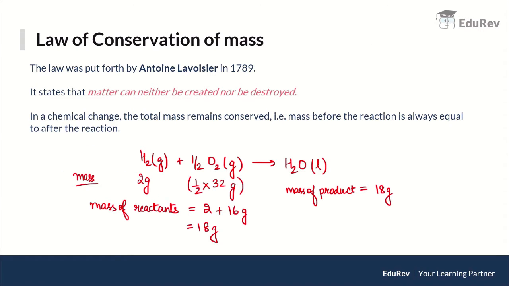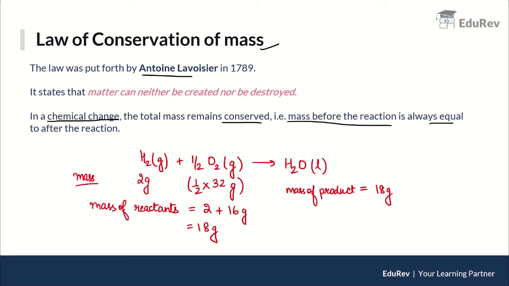The first law is the law of conservation of mass. This law was put forth by Antoine Lavoisier in 1789. What he said is that matter can neither be created nor be destroyed. What does this mean? In a chemical change, the total mass remains conserved. That is, mass before the reaction is always equal to the mass after the reaction.